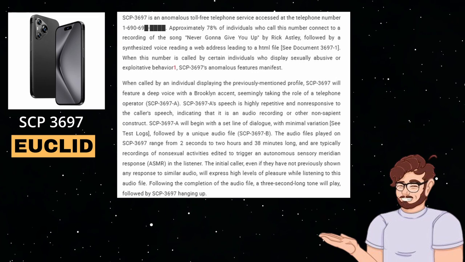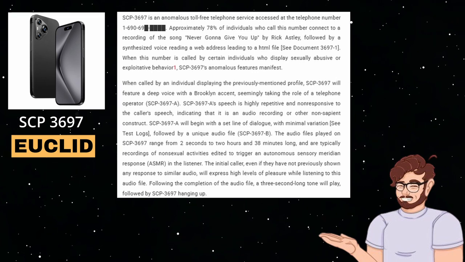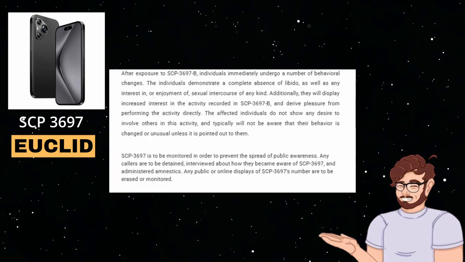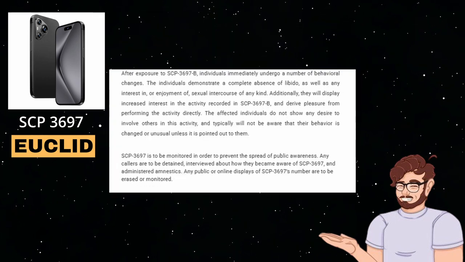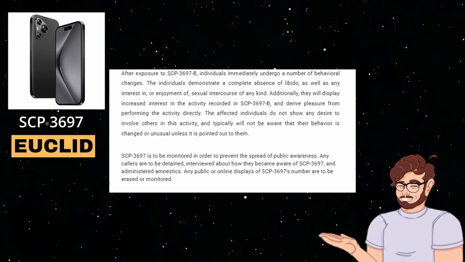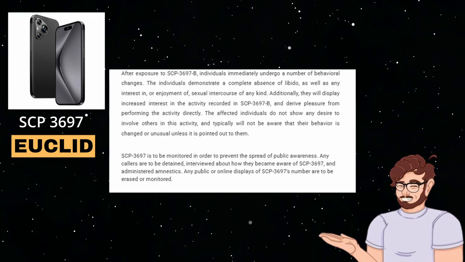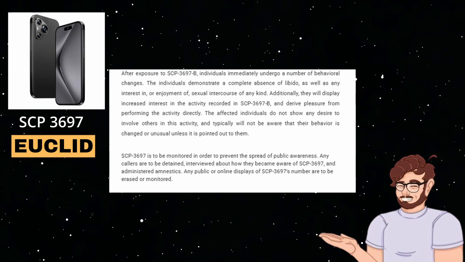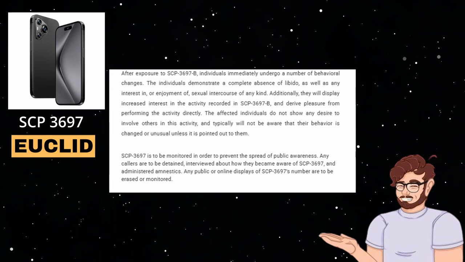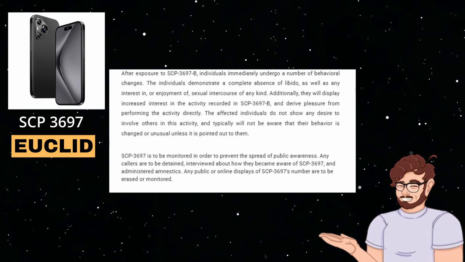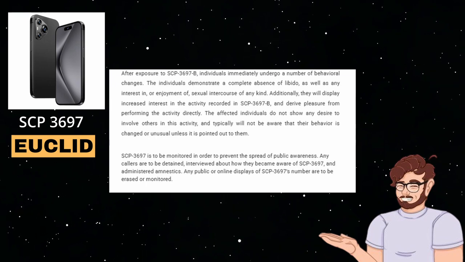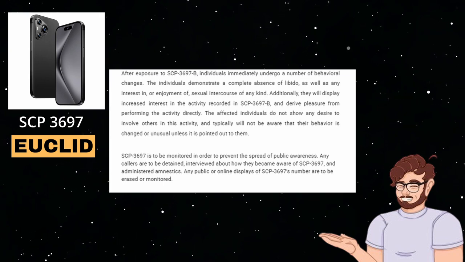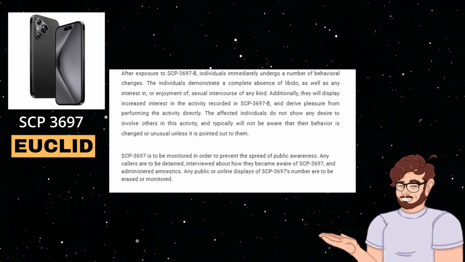Following the completion of the audio file, a 3-second long tone will play, followed by 3697 hanging up. After exposure to 3697B, individuals immediately undergo a number of behavioral changes. The individuals demonstrate a complete absence of libido, as well as any interest in or enjoyment of sexual intercourse of any kind. Additionally, they will display increased interest in the activity recorded in 3697B, and derive pleasure from performing the activity directly.